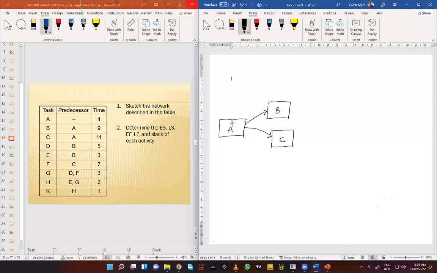Now, if you look at activity D and E, they are also all coming out of activity B. So it means activity B also will bring out another branch. And once again, as I said, the arrows are very important. So activity B is bringing out D and E. And let's not forget to add the time duration. So activity B is 9, activity C is 11, activity D is 5, activity E is 3.